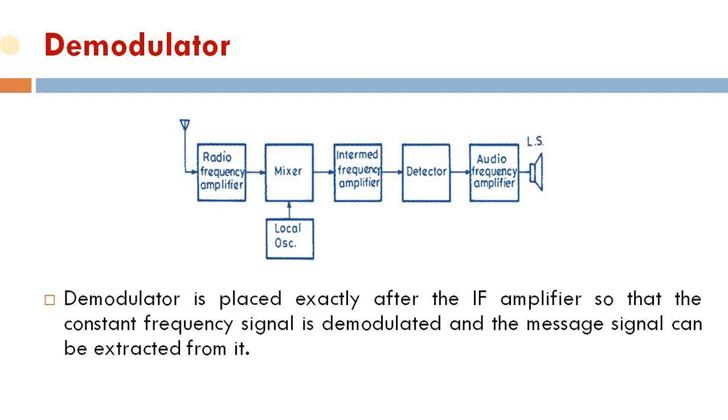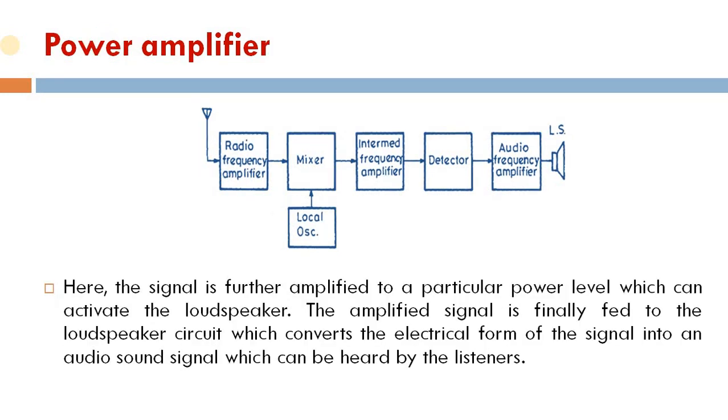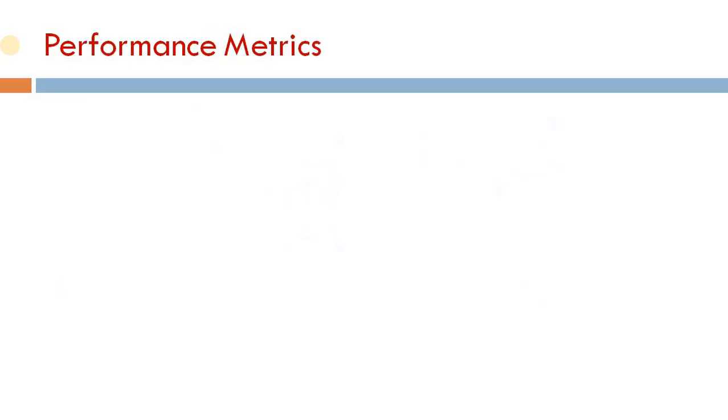Next, the demodulator, which is placed exactly after the intermediate frequency amplifier, so that the constant frequency signal is demodulated and the message signal can be extracted from it. Now, we have the audio frequency amplifier. The output from the demodulator is the recovered audio. This is passed into the audio stages where it is amplified and presented to the headphones or loudspeaker. The signal is further amplified to a particular power level which can activate the loudspeaker. The amplified signal is finally fed to the loudspeaker circuit which converts the electrical form of the signal into an audio signal which can be heard by the listeners.